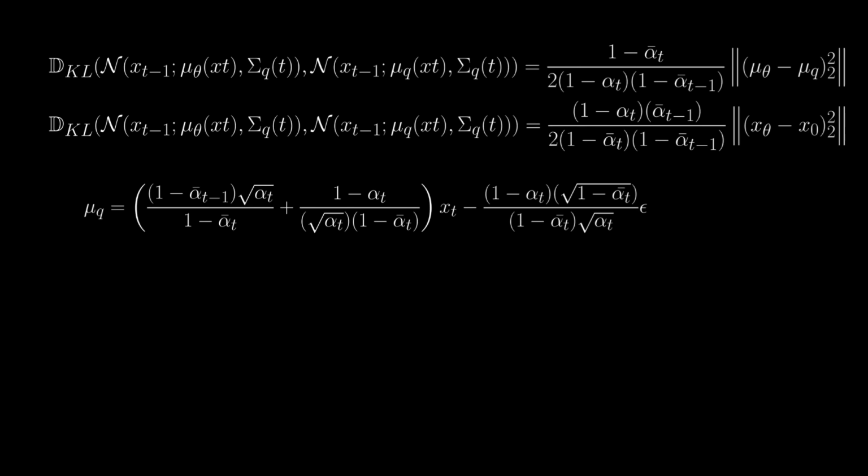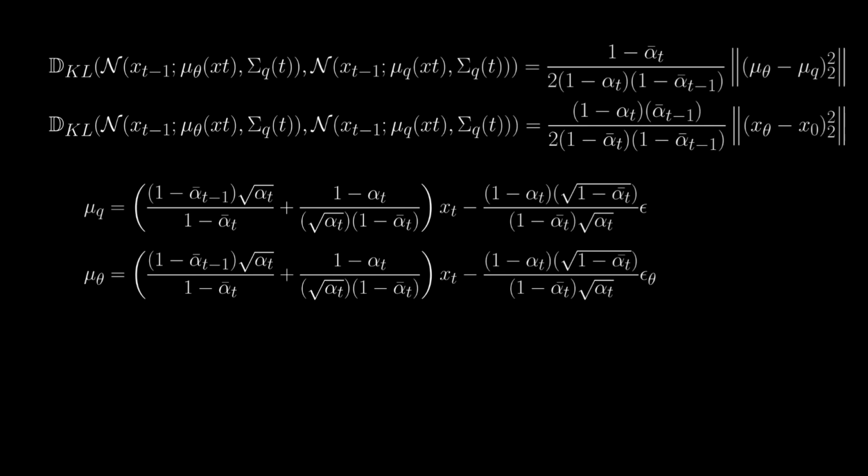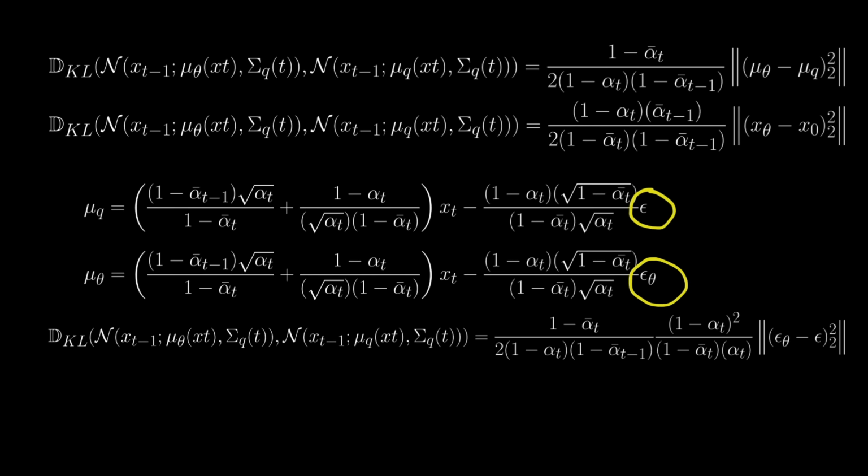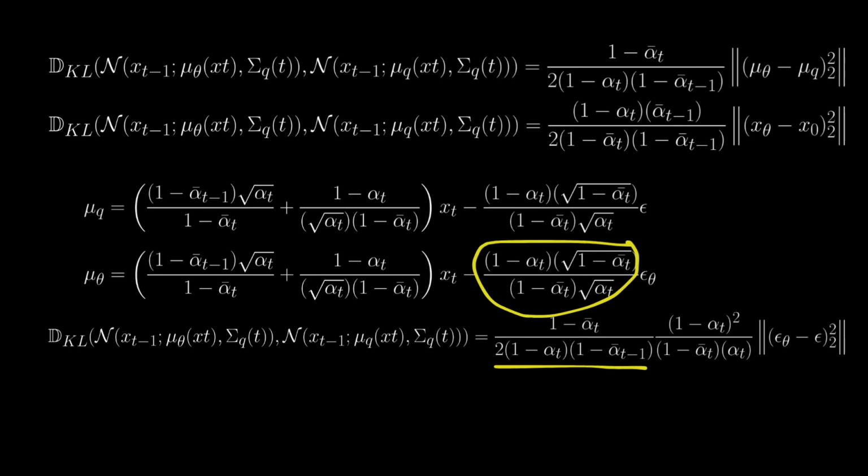We can similarly rewrite our approximation of the mean in terms of xt and the noise prediction. And now our mean differences will become square differences of the ground truth noise and the predicted noise. We'll still have twice the variance in the denominator, as that's coming from the KL divergence formula, but we'll also have to multiply with whatever factor the noise term in the mean was multiplied with.